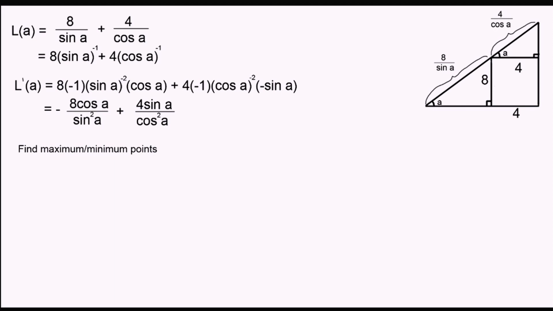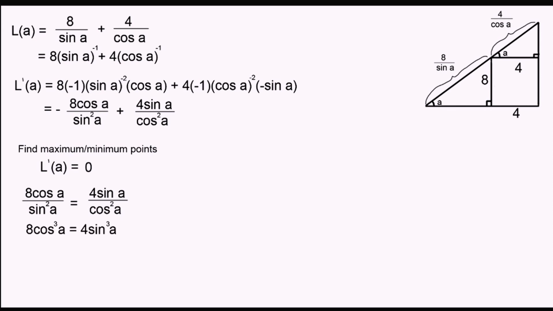Now we can find the maximum or minimum points by setting the derivative equal to 0. So when we set it equal to 0, it allows us to move over -8 cos a over sin squared a to the other side of the equation. Then we're allowed to cross multiply the denominators from each side, and we get 8 cos cubed a equals 4 sin cubed a. Then we can divide both sides by 4 and cos cubed a. This simplifies to 2 equals sin cubed a over cos cubed a.